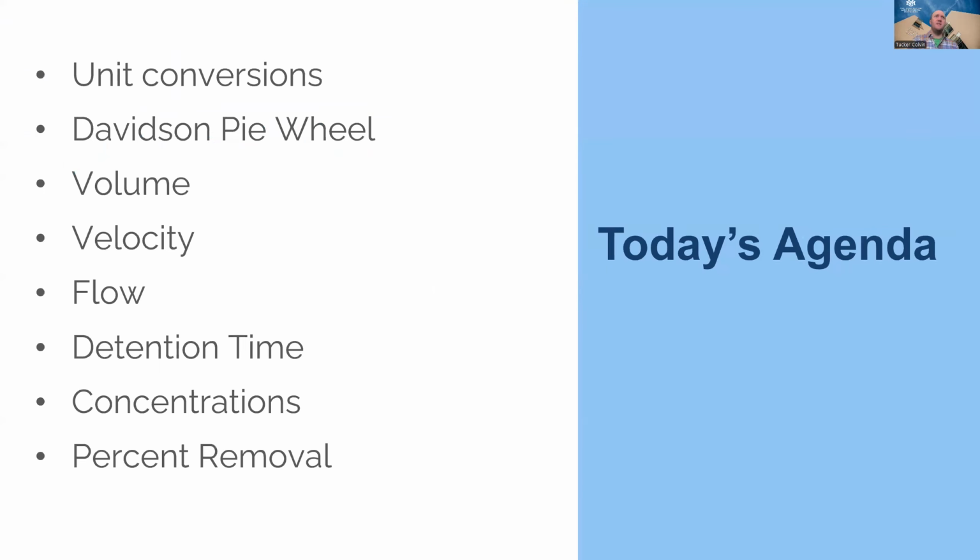Okay, so today's agenda, we're going to go over unit conversions, then we're going to go over the Davidson pie wheel, which AJ is going to cover. Then we're going to go into volume, velocity, flow, detention time, concentrations, percent removal. So a lot of these concepts are going to build upon each other. And no matter what level of math proficiency you're at, I think you'll find some benefit and you'll learn something today.